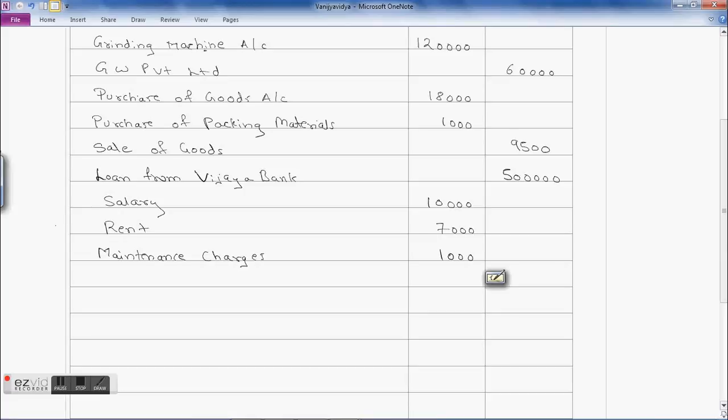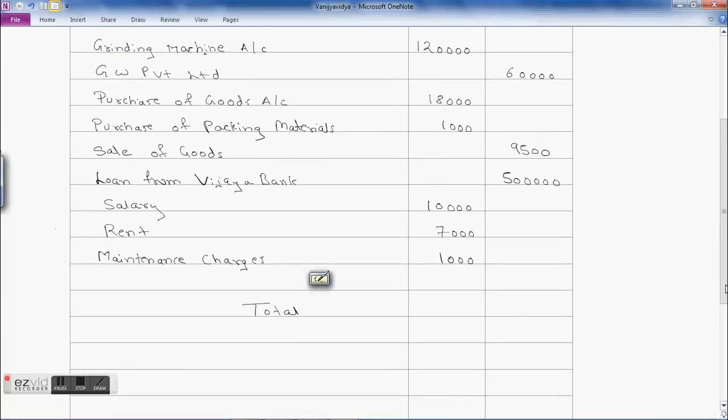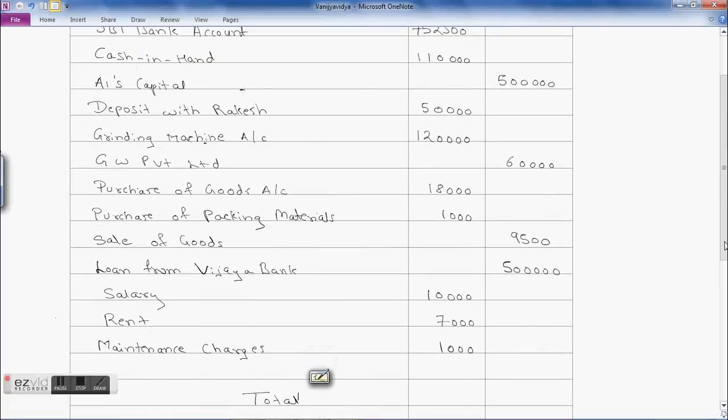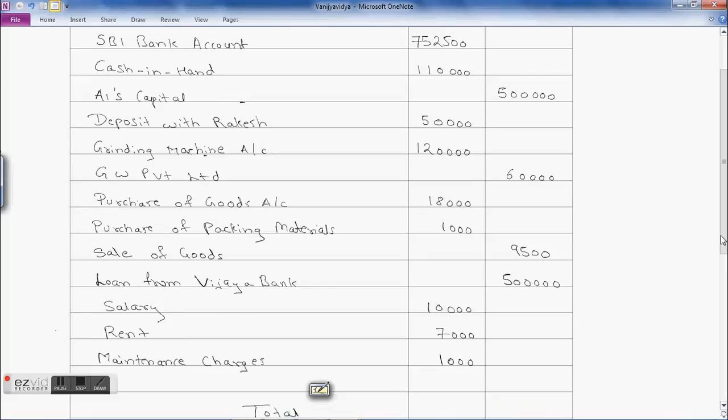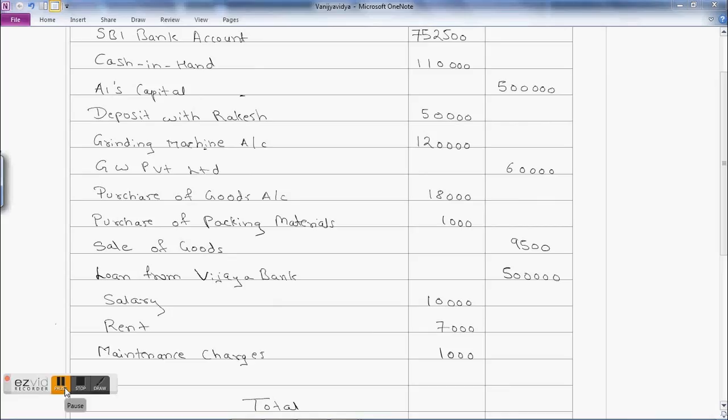So all accounts we have considered now. Okay, now what we will do is, this is very important, we have to take a total of debit side and total of credit side. Now both these totals should match. Okay, now let's see how much is the total of debit side and credit side. Okay, let's take a total now.